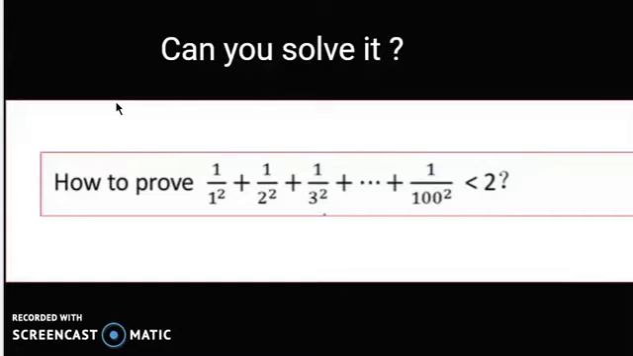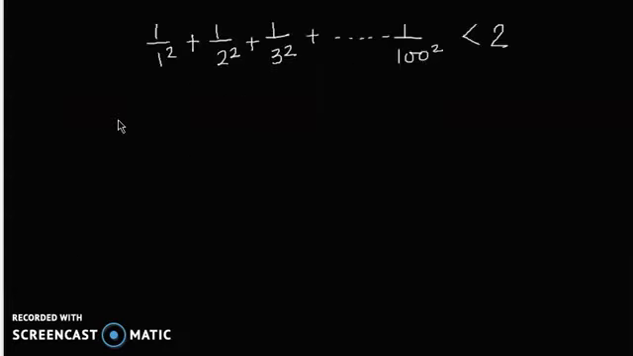Welcome to my class. Today's question, as you can see, is how to prove 1 by 1 square plus 1 by 2 square plus 1 by 3 square dot dot 1 by 100 square is less than 2. So how to solve this question? So here is our question.